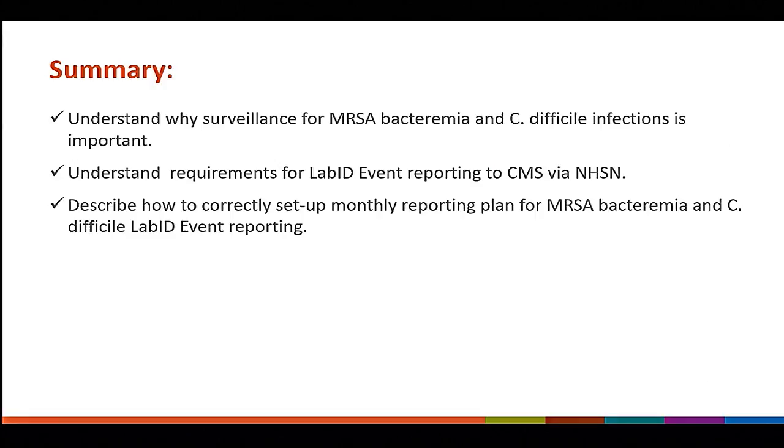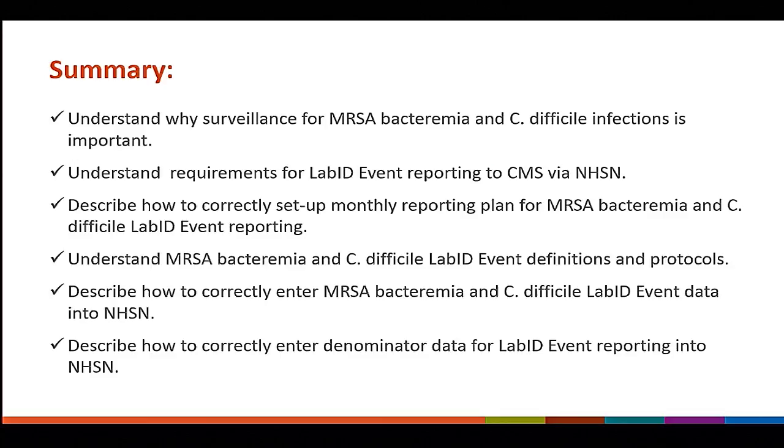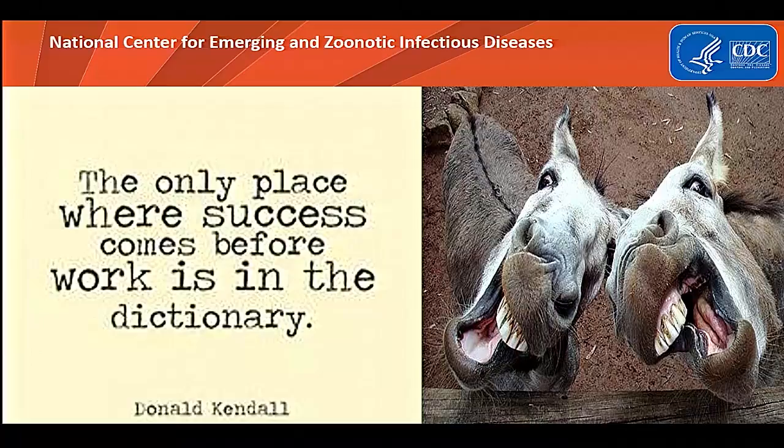So in summary, we've made it very close to the end. I hope that we've stepped through the module and that you can understand the surveillance for MRSA bacteremia and C. difficile infections and why it's important. You know the requirements. You know how to set up a correct monthly reporting plan. You know the definitions, the protocols. You can enter events. You can put in LabID event denominator data. And you have found success. And I will just remind you that it did take a little work, but the only place where success comes before work is in the dictionary, not in the real world.